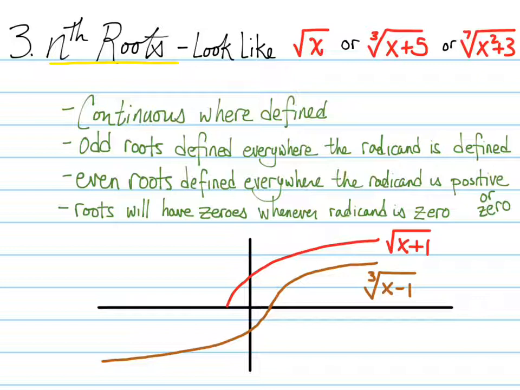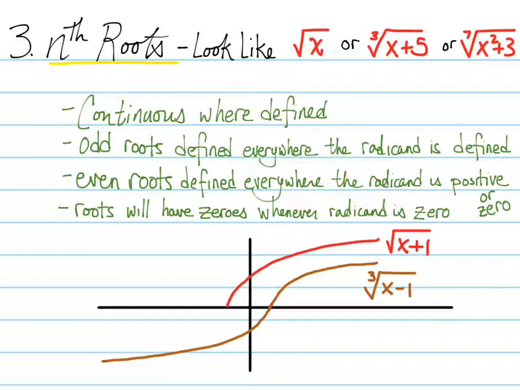So square roots, you can't take the square root of a negative number. You also can't take the 4th root of a negative number, or the 6th root of a negative number, or the 108th root of a negative number. You can take the cube root of a negative number, right? Because 3 negatives make a negative still, so that's okay.